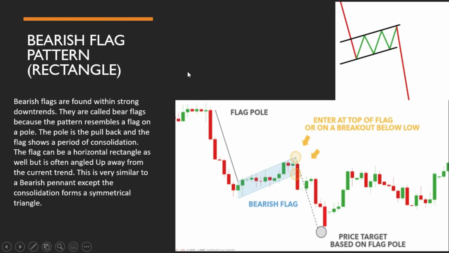So now the bearish flag, also known as the bearish rectangle. Bearish flags are found within strong downtrends. They are called bear flags because the pattern resembles a flag on a pole. The pole is the pullback, and the flag shows a period of consolidation. The flag can be a horizontal rectangle as well, but it is often angled up away from the current trend. This is very similar to a bearish pennant, except the consolidation forms a symmetrical triangle. Again, we're going to get to the pennants in a couple slides.